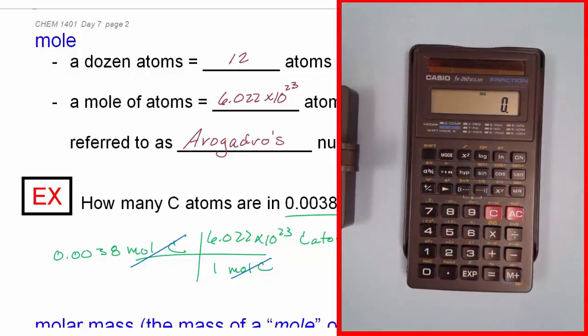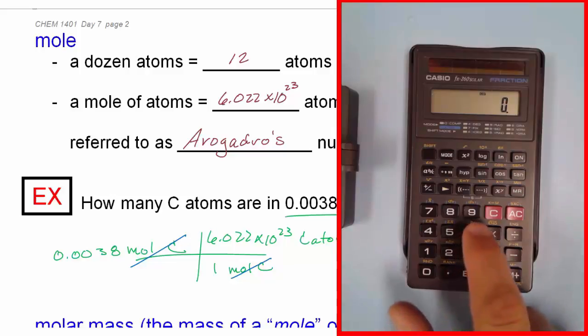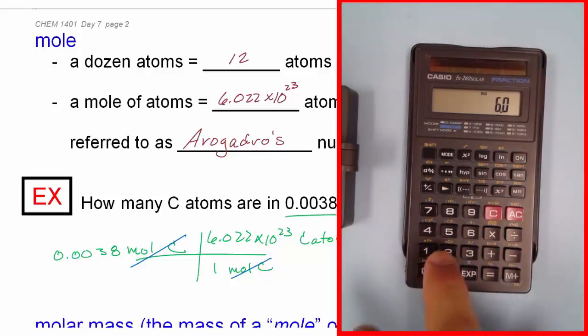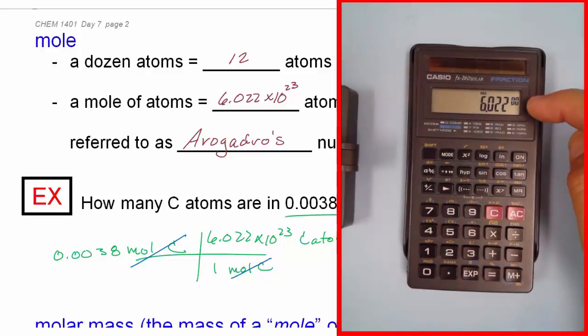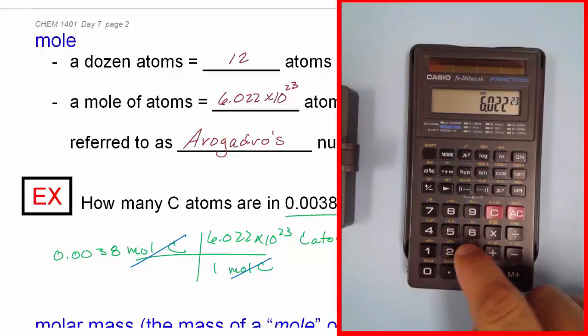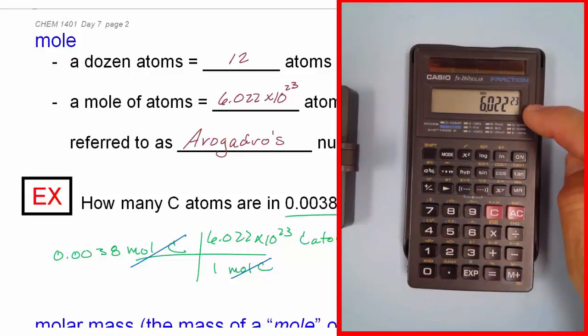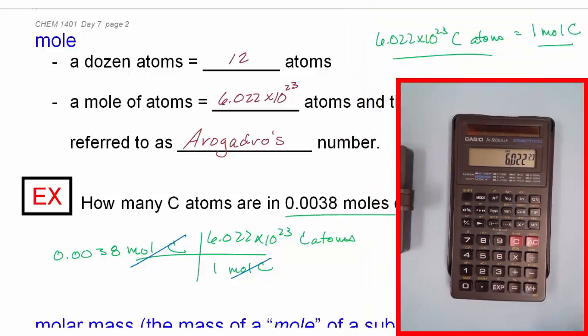So how do you put 6.022 times 10 to the 23rd in the calculator? Well, first, just type in 6.022, and to get the exponent, push EXP. EXP means 10 to what power? So once we push it, we get little exponents to show up, 23. So now we have 6.022 times 10 to the 23rd in the calculator.